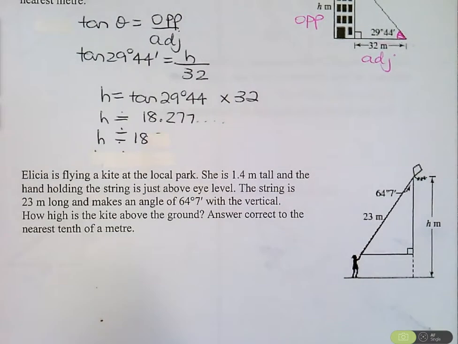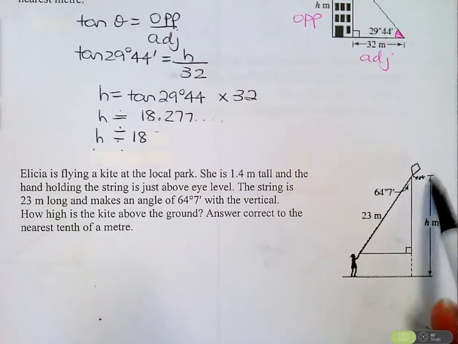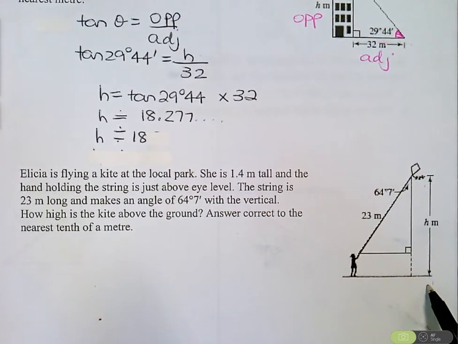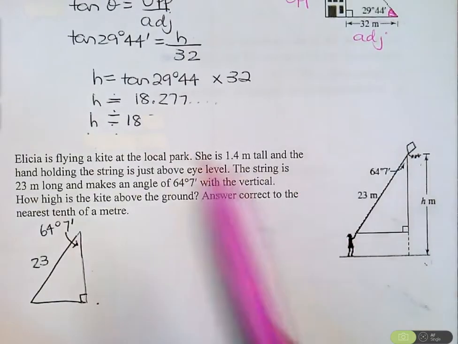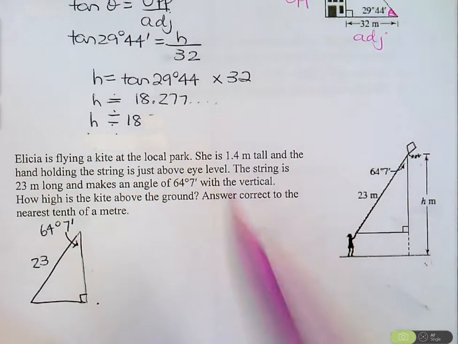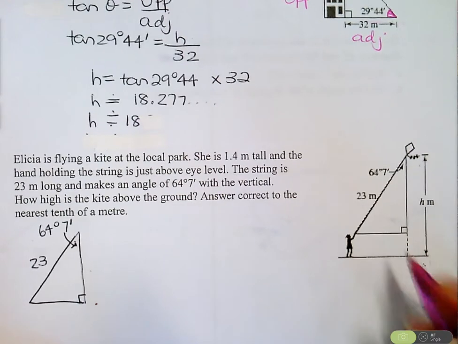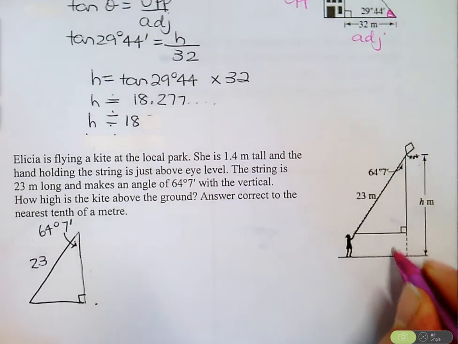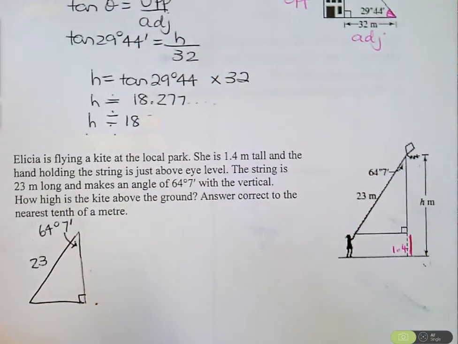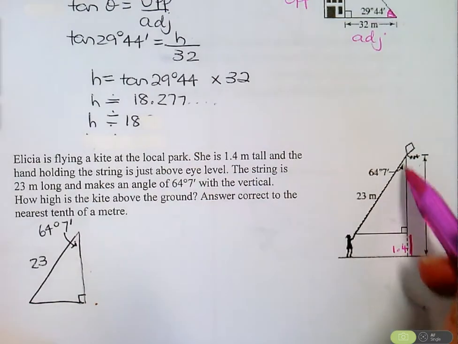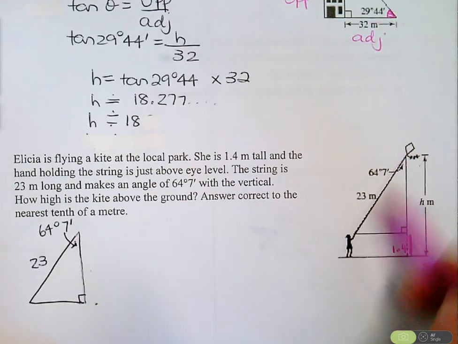If you're waiting, you can start it, but be very, very careful because you need to read this next question really carefully. Erica is flying a kite at the local park. She is 1.4 meters tall. Ladies, so this distance is 1.4 from there to there in pink. Do you get that? The string is 23 meters long. That's the string. There's the kite.